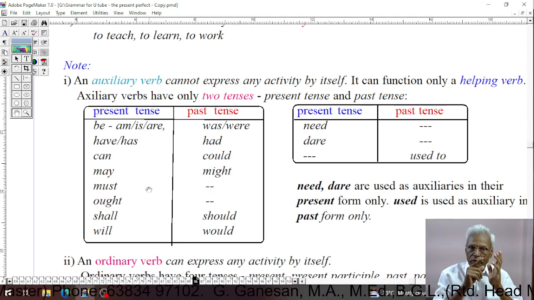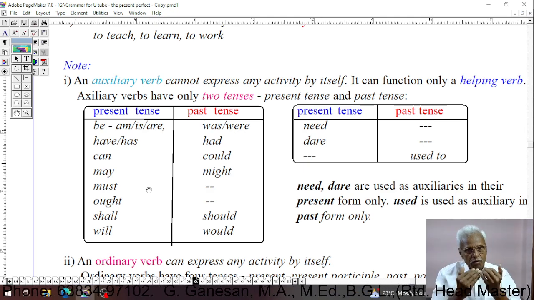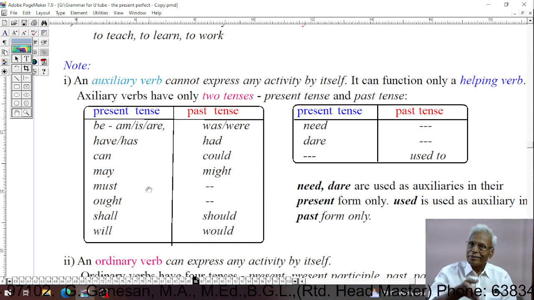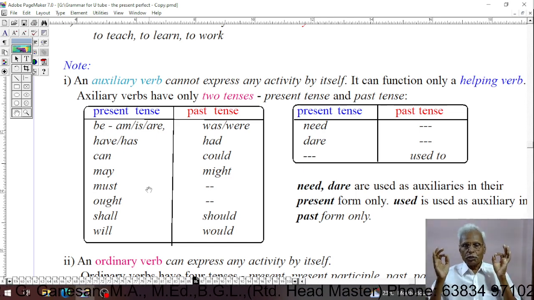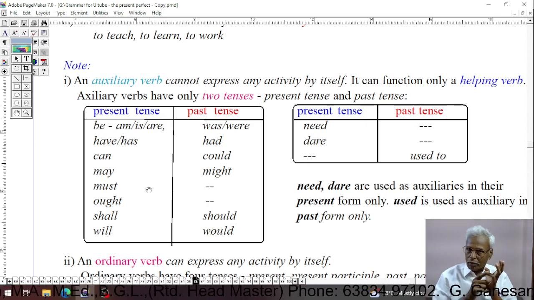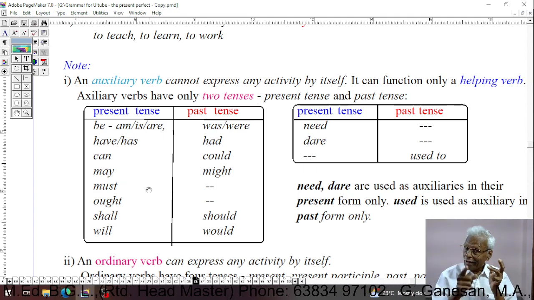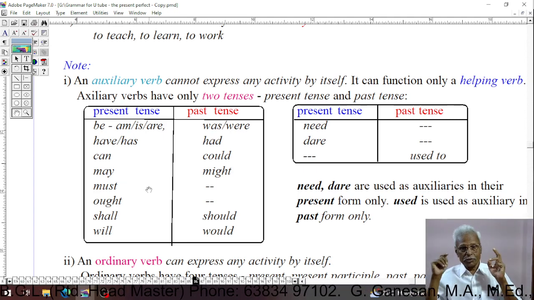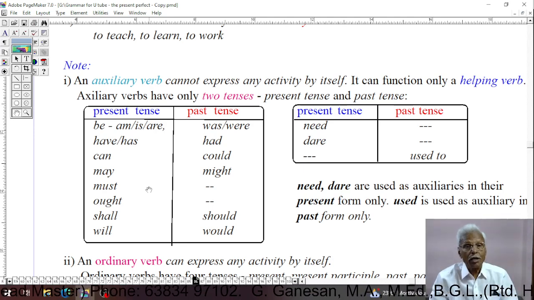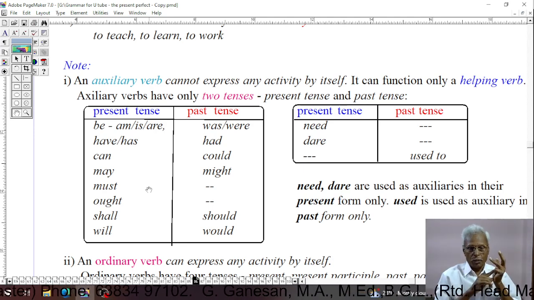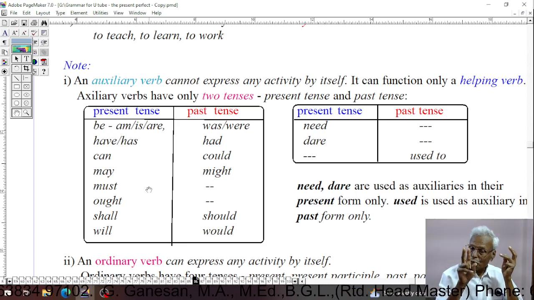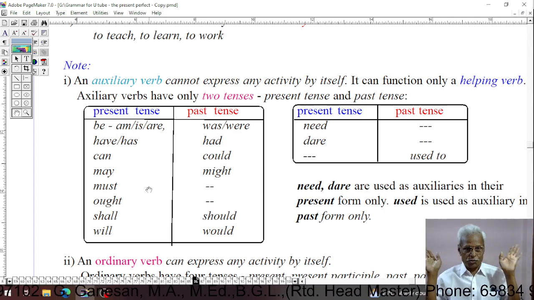An auxiliary verb cannot act by itself, cannot act independently. It could only help the ordinary verb. It could act only as a helping verb with the ordinary verb. Secondly, an auxiliary verb has only two tenses, present tense and past tense.